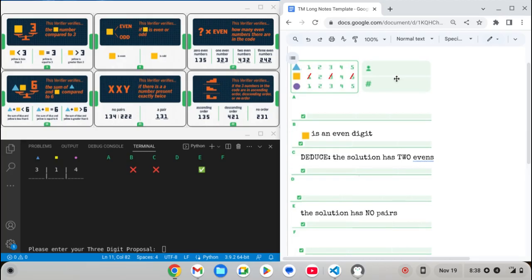2, 4. So it seems like if it's a sum of 6, you're forced to either it being increasing or decreasing. If it's a sum that's neither, well, not 6, meaning less than or greater than, you're going to have no order.